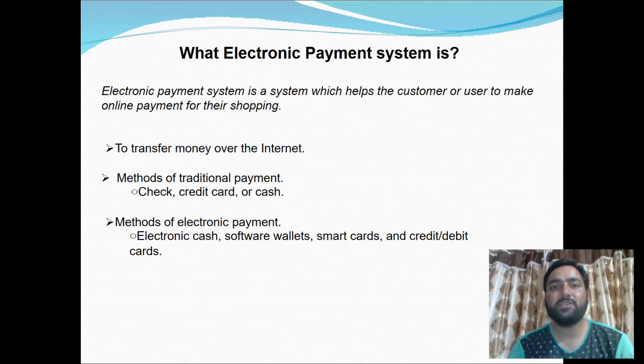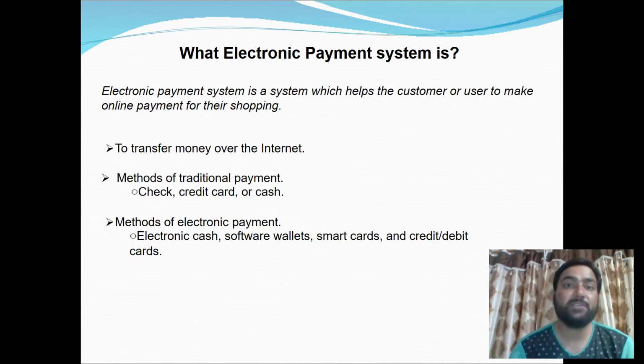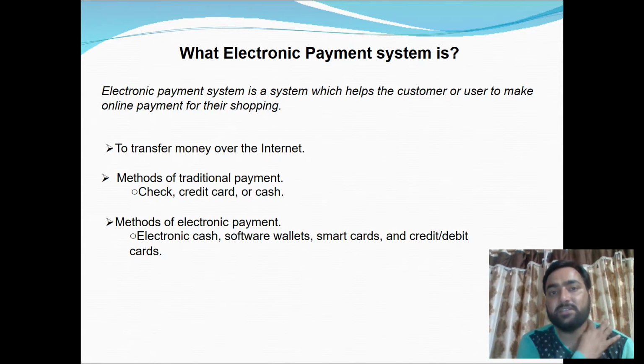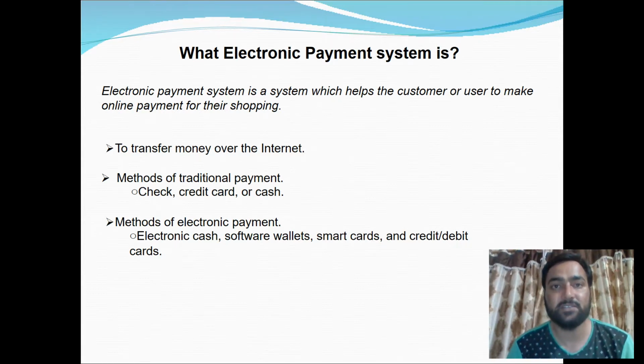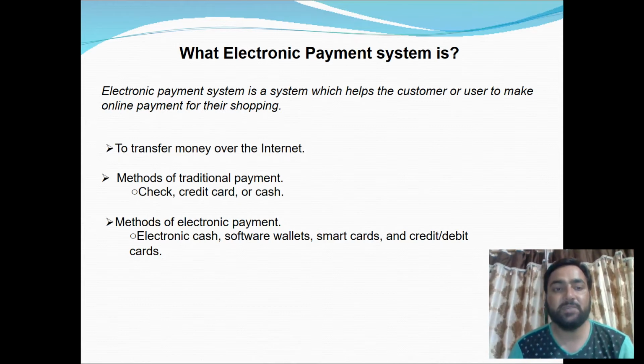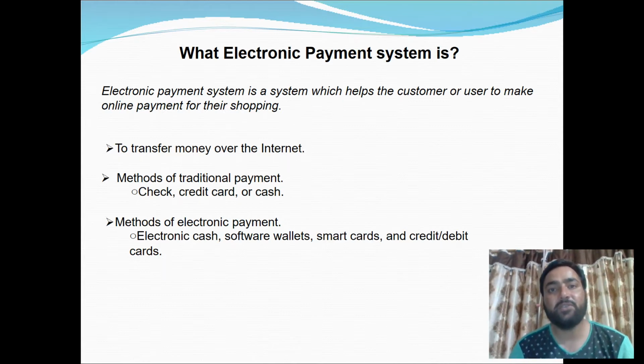So what actually is an electronic payment system? It is a system which helps to make payments for the sales and purchases of e-commerce activities over online platforms, through the internet mode. It is a system in which an electronic device with internet connectivity is used for making payments for particular kinds of goods and services over the web. So the basic idea is to transfer money over the internet.